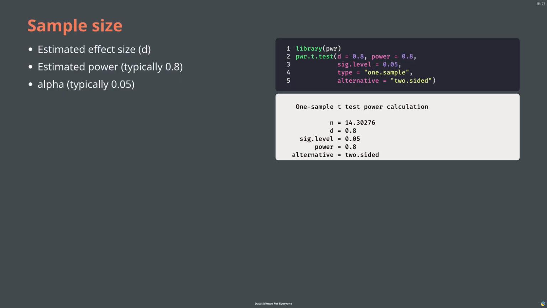To determine the right sample size for a meaningful experiment, we need three components: the estimated effect size, the desired power level, commonly 0.8, and the significance level alpha, typically 0.05. Using the PWR package in R, we can input these values to estimate the sample size.